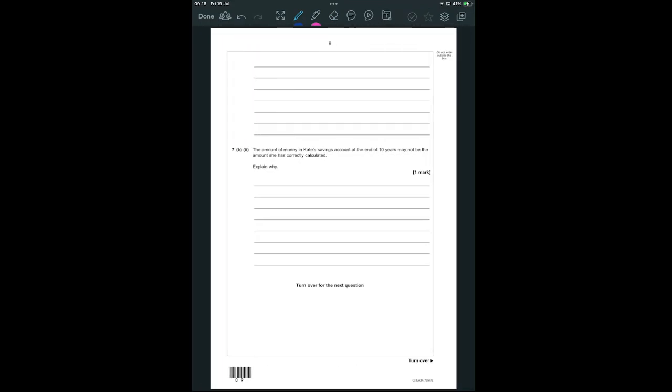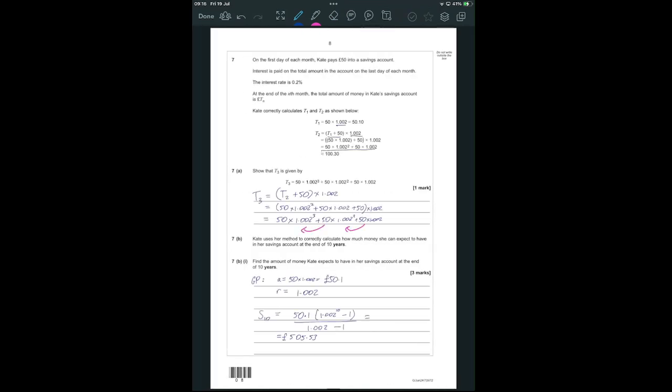Part B double I. The amount of money in Kate's savings account at the end of 10 years may not be the amount she correctly calculated. Explain why. So, what kind of things could have changed the amount of money in her savings account? Well, the interest rate could have changed, but we've been told what that is. She could change the amount of money she puts in, but we've been told what that is.